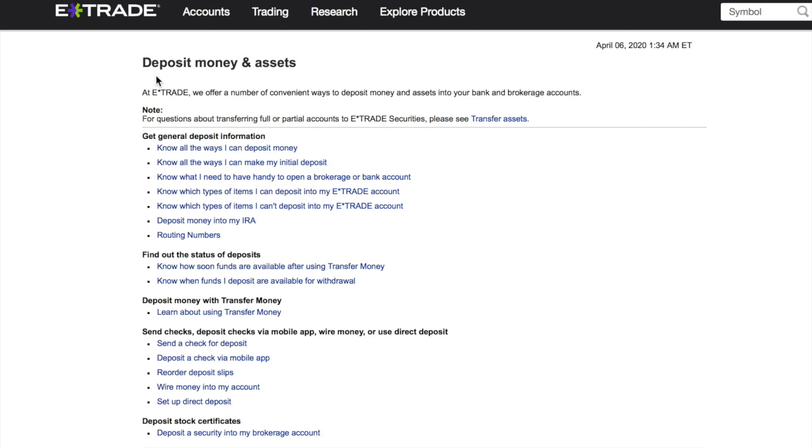How much money do I need to start an E-Trade account?